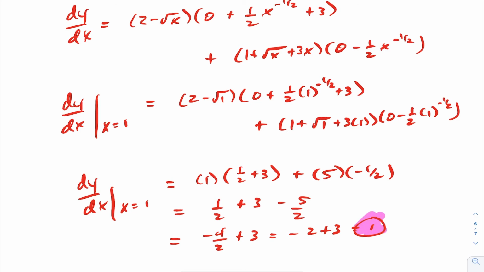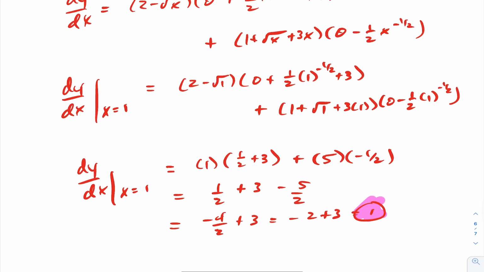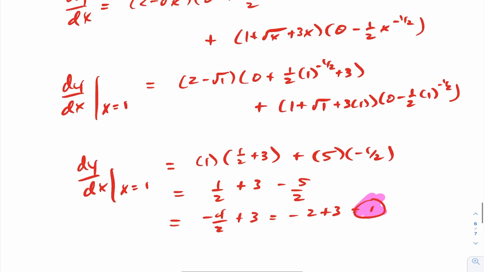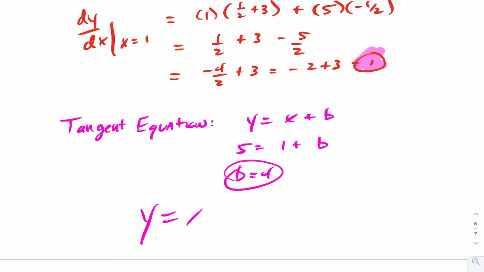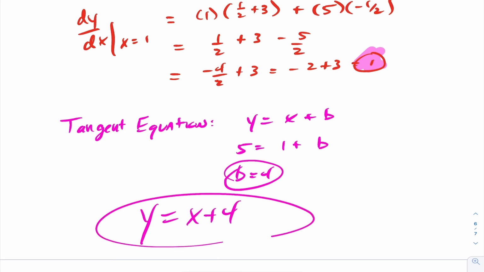We need to find the equation. Well, the slope is 1, and the point they gave us was (1, 5). So the equation becomes y equals x plus b. Subbing in our point here, we end up getting b is 4. So the tangent equation is y equals x plus 4. This is the tangent to the curve at the point (1, 5).